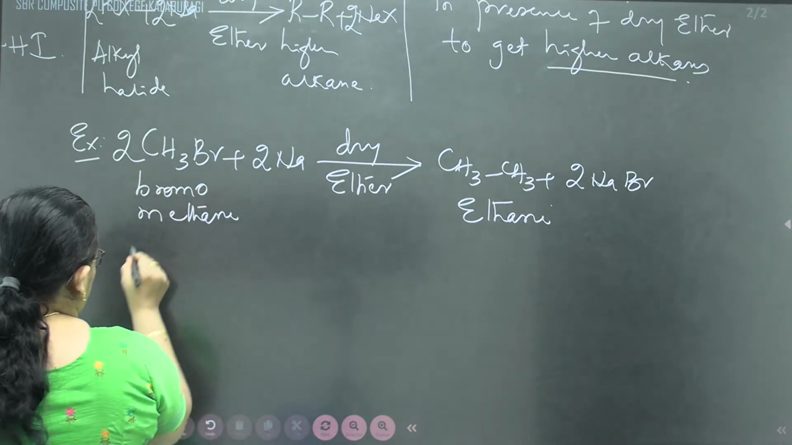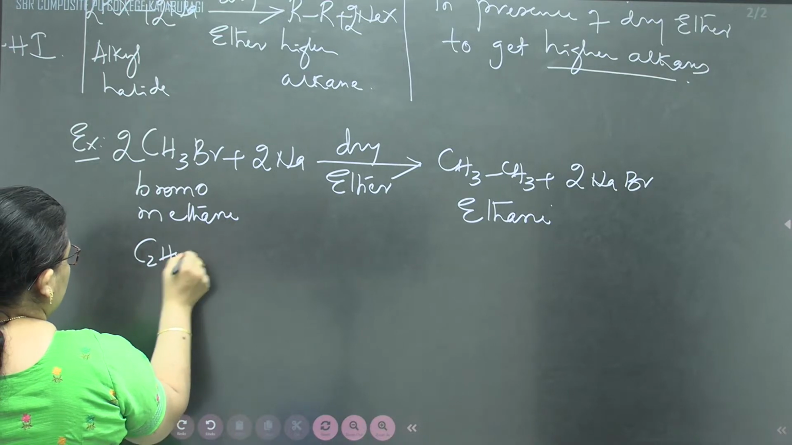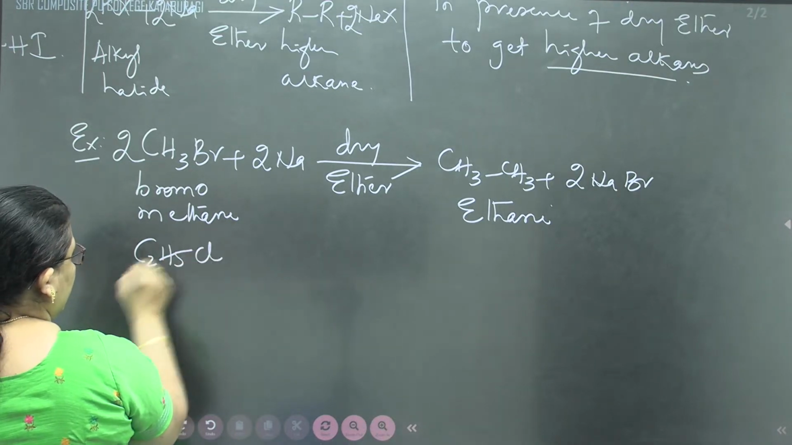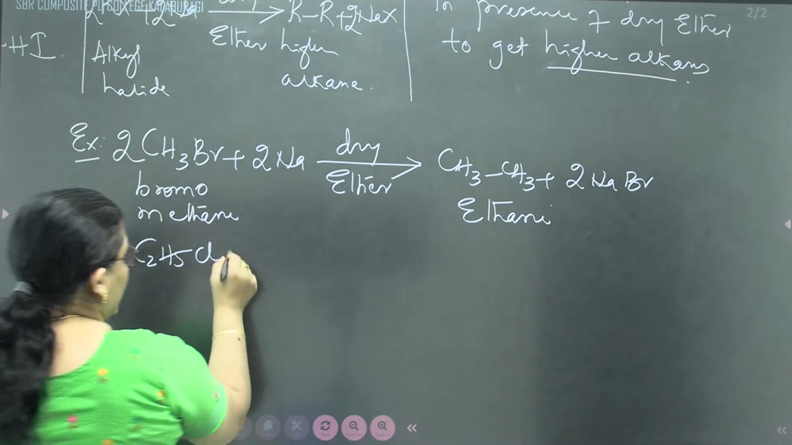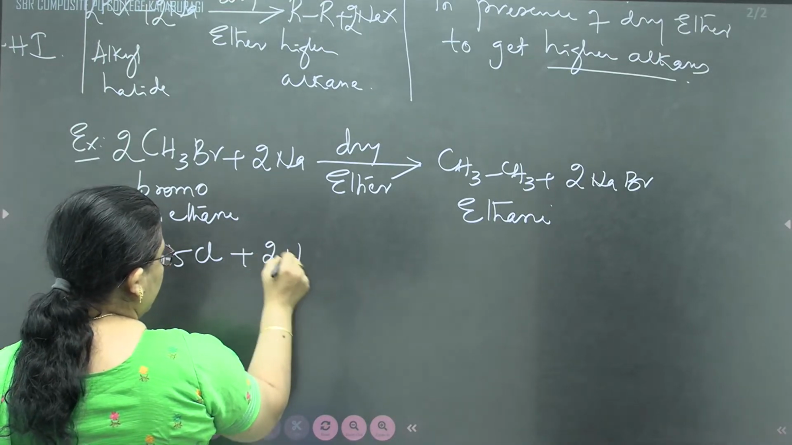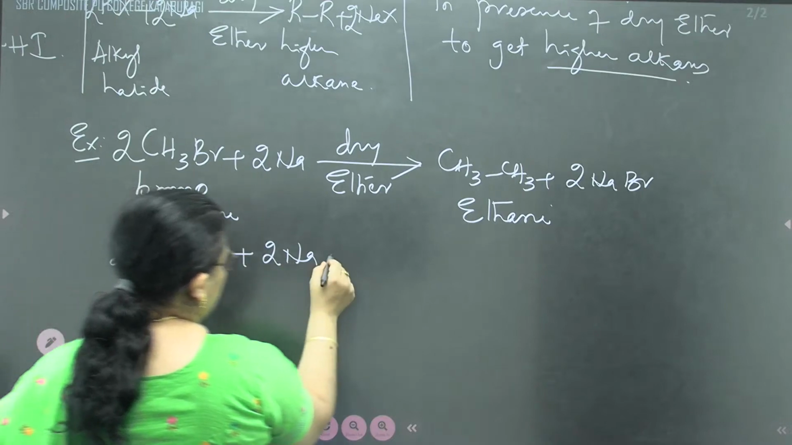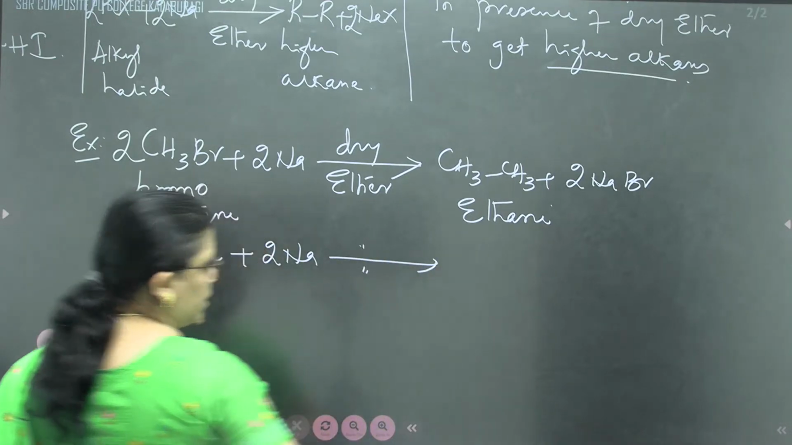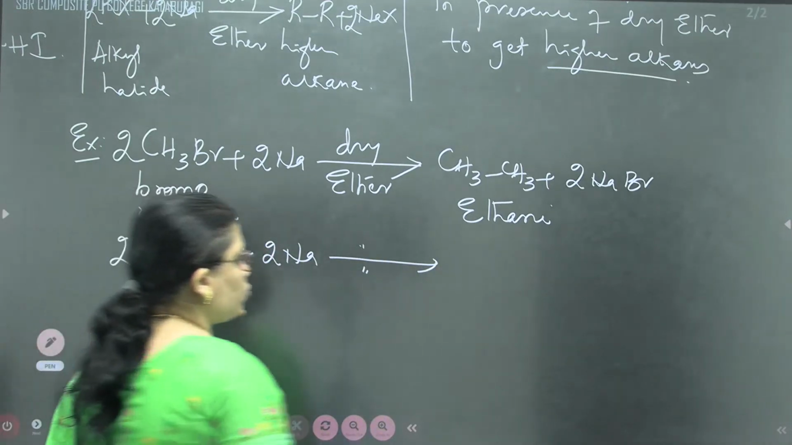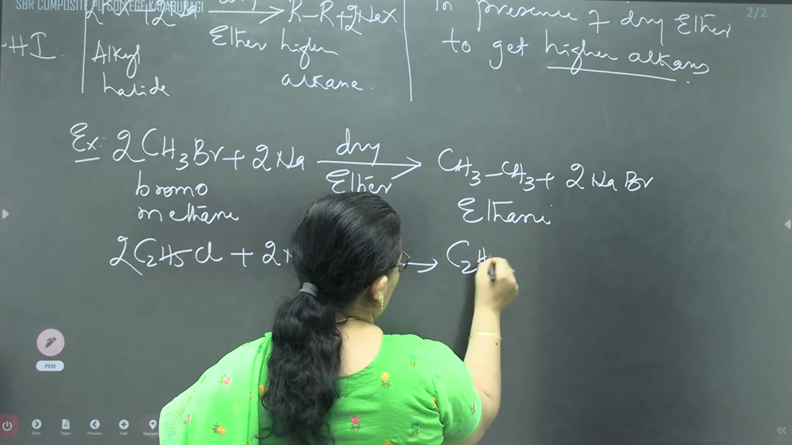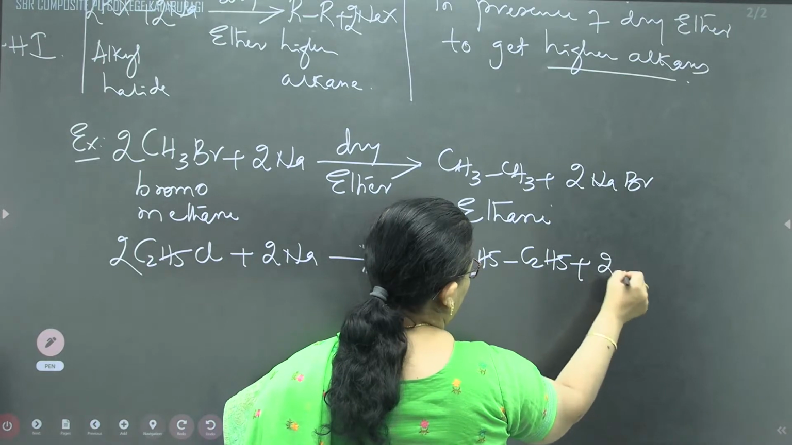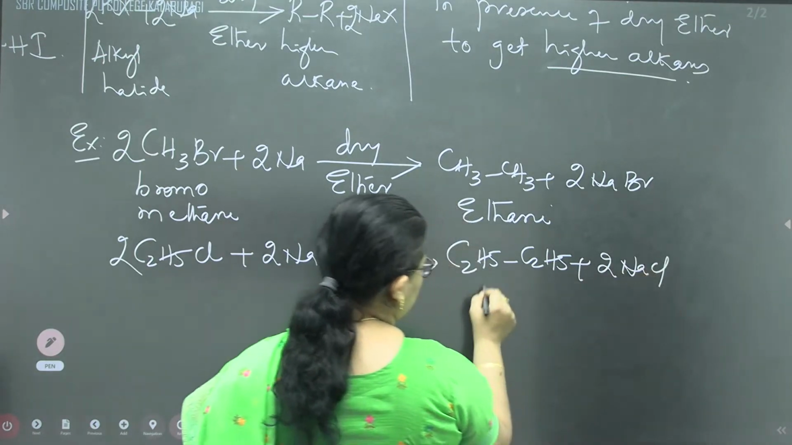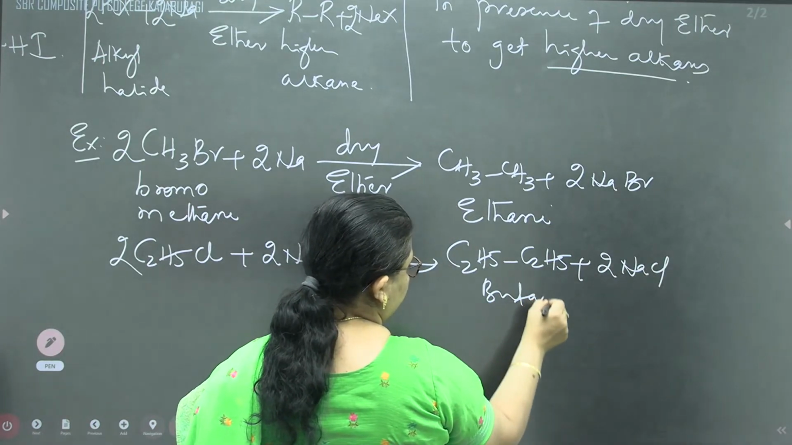I'll take another example. If the alkyl halide contains two carbon atoms, with 2 moles of sodium in dry ether, the same dry ether condition has to be maintained, it will produce what? Butane. C2H5 plus 2NaCl. This is butane.